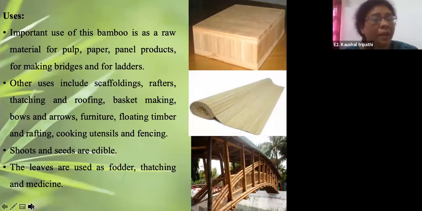And there are many uses of Bambusa bamboos. It is used as a raw material for the paper and pulp industry, panel products, bridges, and for ladders. Other uses include scaffolding, rafters, thatching, roofing, basket making. Many uses are there, and the young shoots are edible, and seeds are also sometimes eaten. And the leaves are also used for fodder, thatching and medicine purposes. Next slide, please.